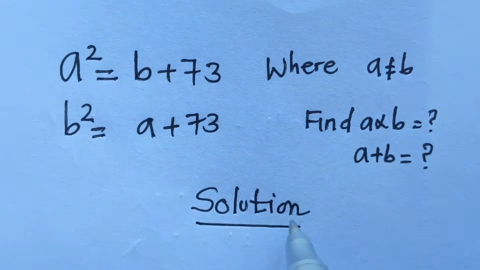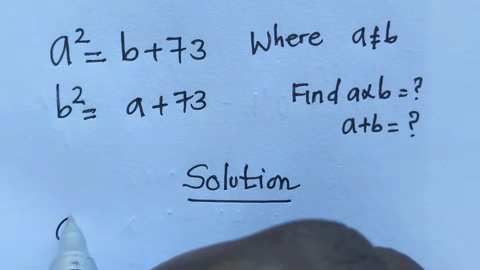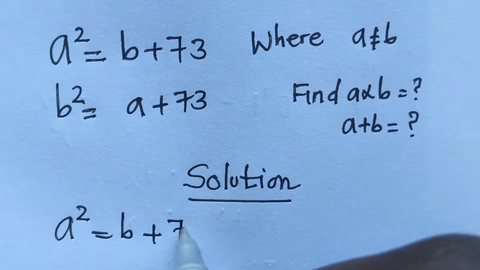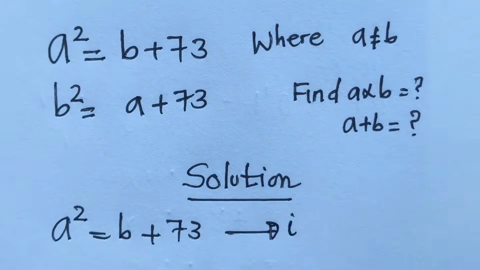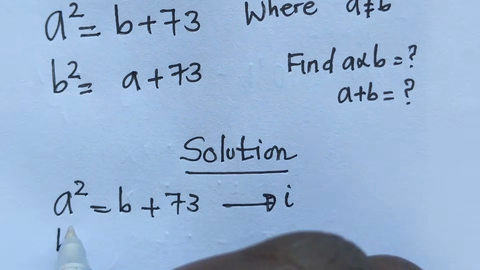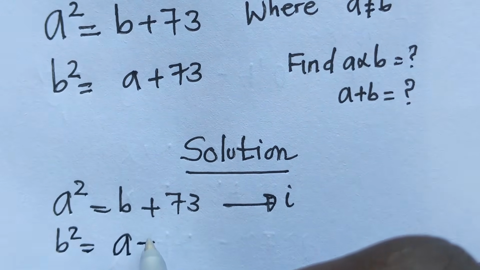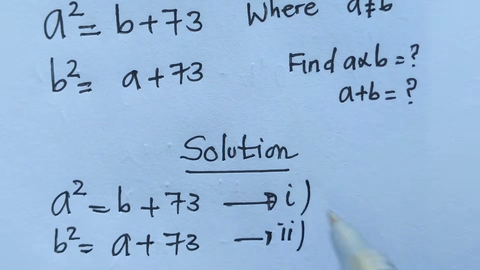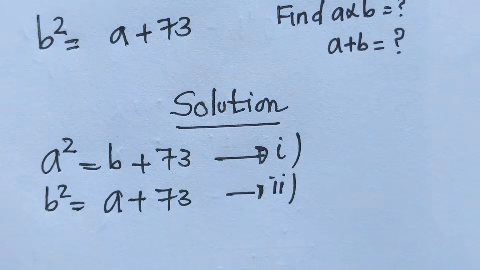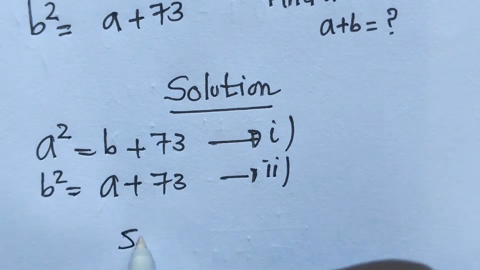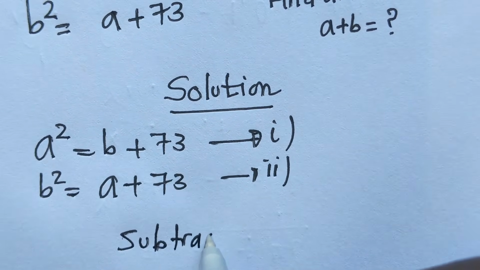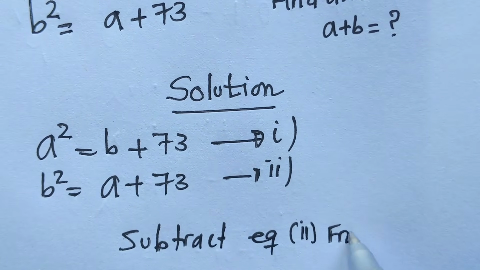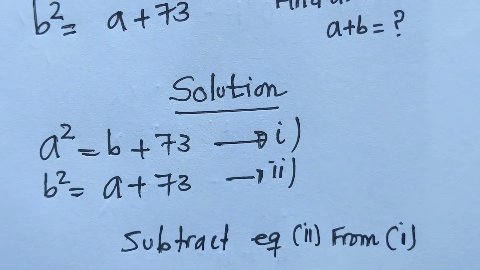Then very quickly, we have given a squared equals b plus 73 as equation 1, and b squared equals a plus 73 as equation number 2. This is what we have right here. We can take this one, subtract equation 2 from equation 1.